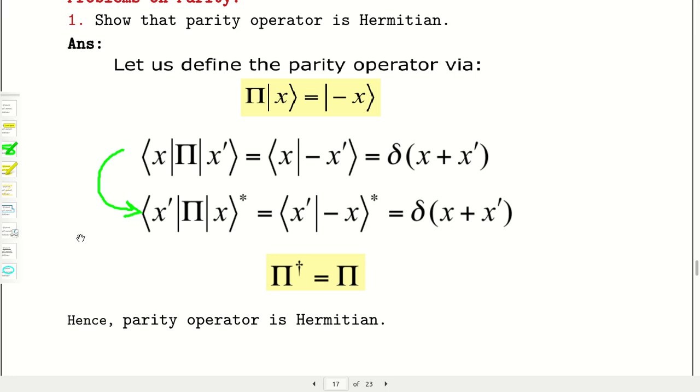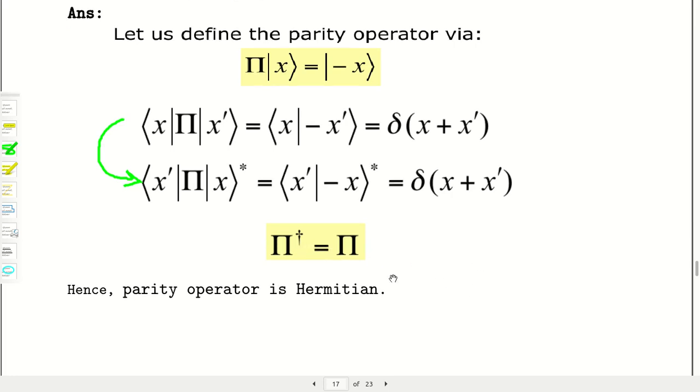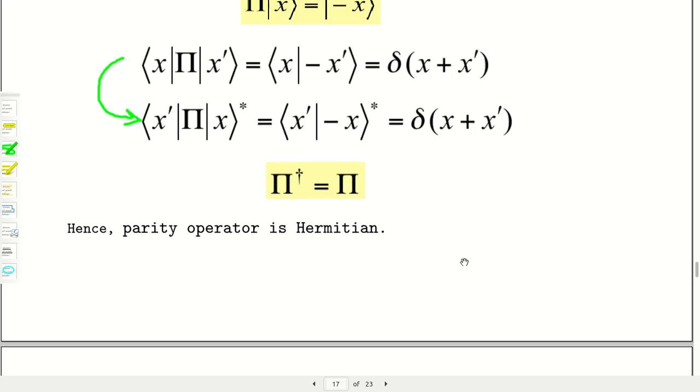you can go to your previous lectures, this is the definition of a Hermitian operator, that is P can be Hermitian if it satisfies such a relation, x P x prime is equal to x prime P x whole star. So you can write that P is Hermitian, that is it is equal to its own Hermitian conjugate, that is P dagger is equal to P. So parity operator is a Hermitian operator.